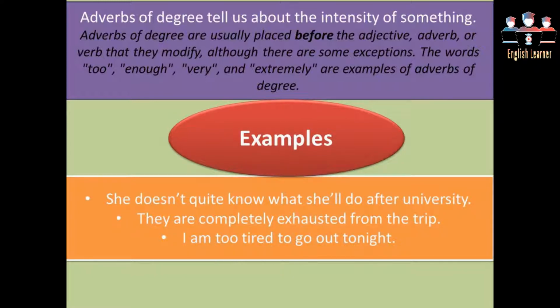Number 1. She does not quite know what she will do after university. Now this is an example of adverb of degree, because in this example quite is indicating that it is related to the degree. Example number 2. They are completely exhausted from the trip. In this example, completely is indicating the intensity. Example number 3. I am too tired to go out tonight. In this example, too is indicating the intensity of an action. So it is adverb of degree.